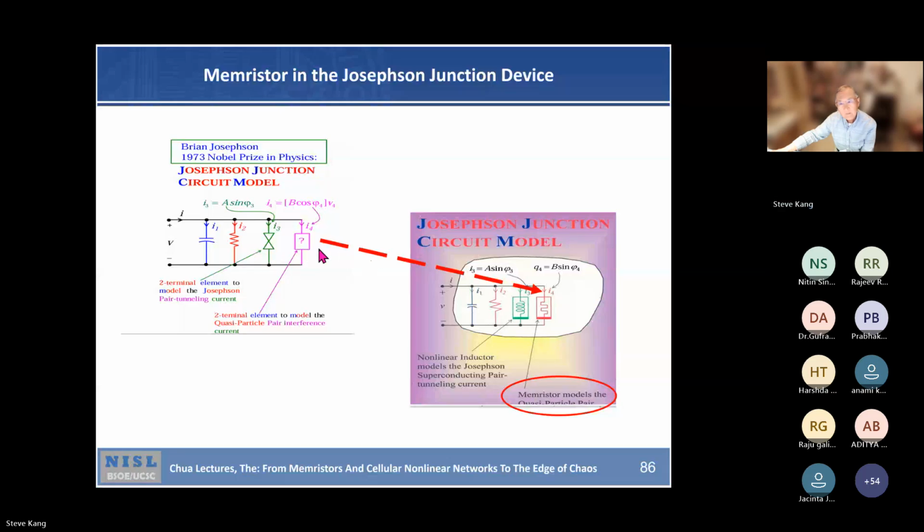So with the memristor concept, this is a more relevant circuit diagram. You have a current, you have this capacitor, you have a resistor, you have a nonlinear inductor, and you have a nonlinear memristor. So this is a new model in terms of R, L, C, and the memristor. So 4 components to describe the Josephson junction device, right? So interesting.